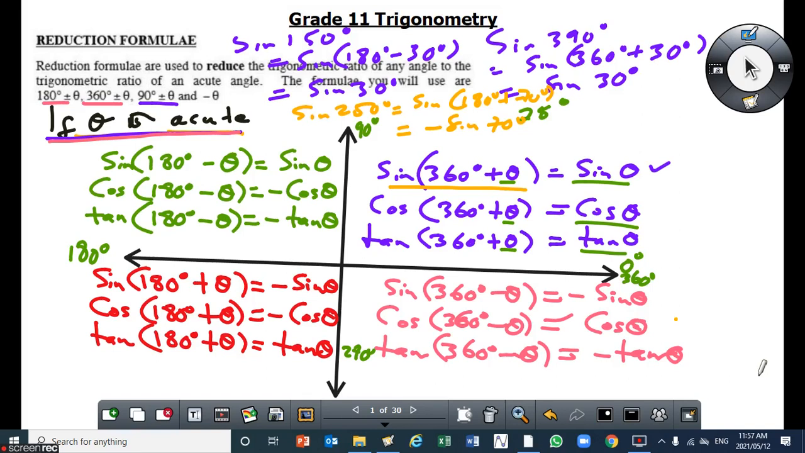Okay, right. So this is the first quadrant, just to remind you.